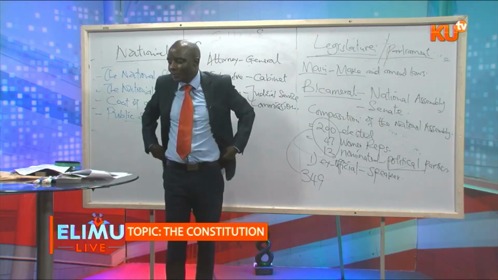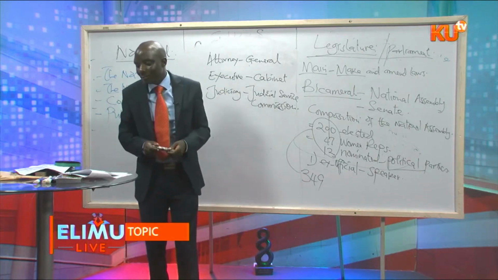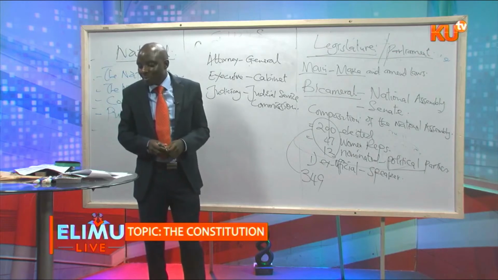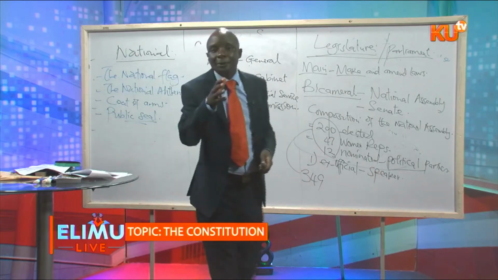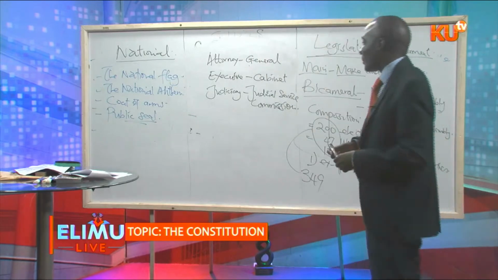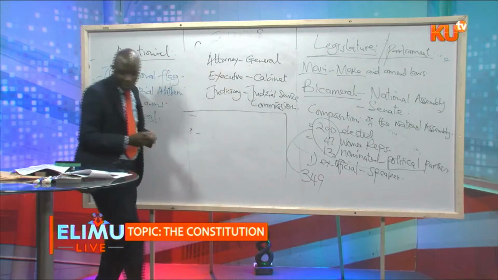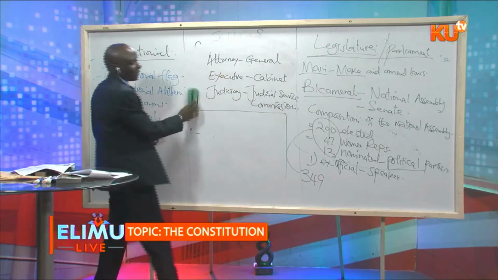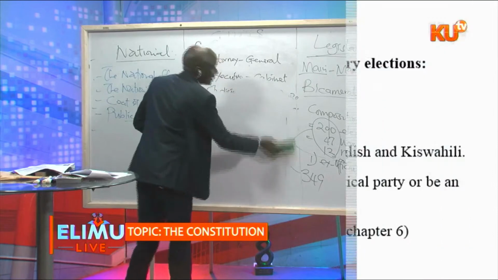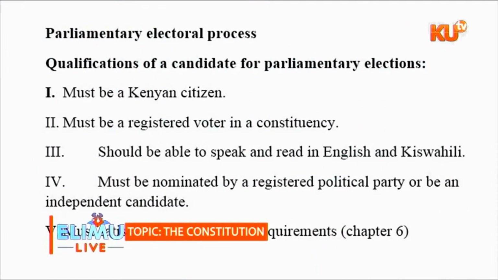Now, for one to be a member of parliament, what do you need? One, you must be a registered voter in our constituency. And you know, this thing is very clear. I don't have to be registered where I come from for me to go and stand as a member of parliament.